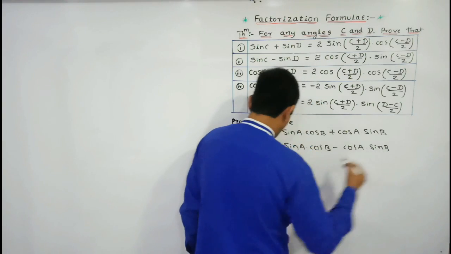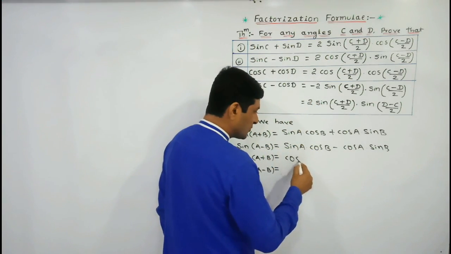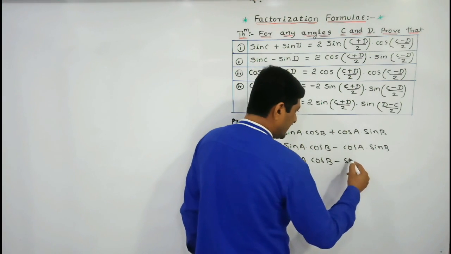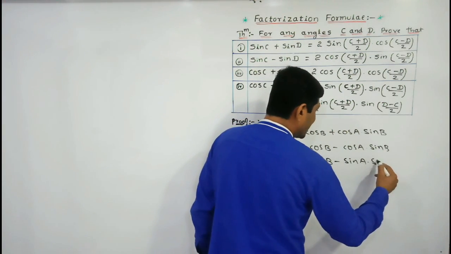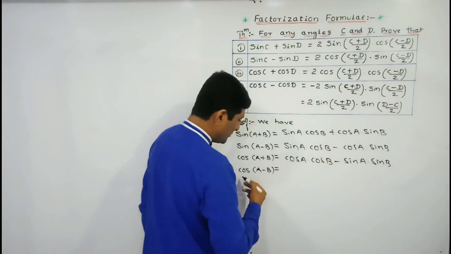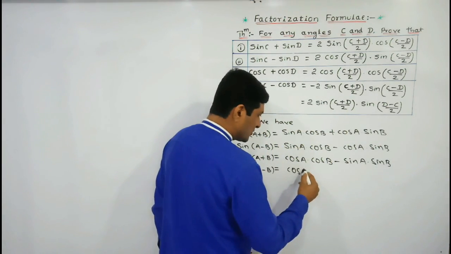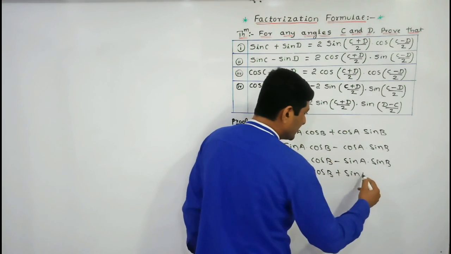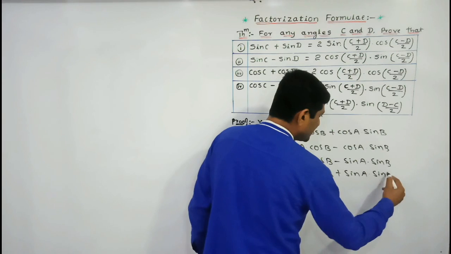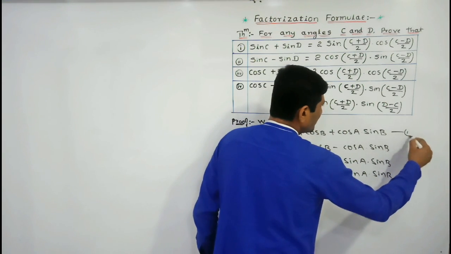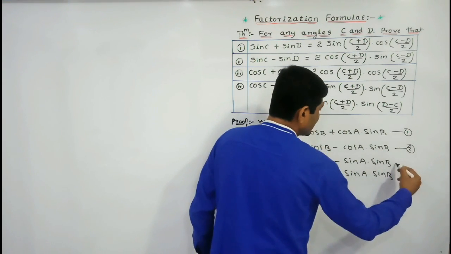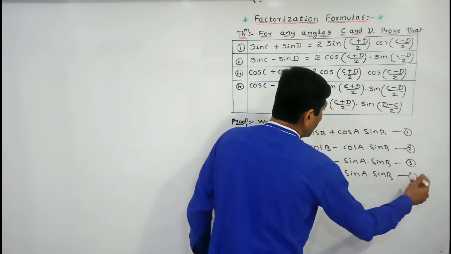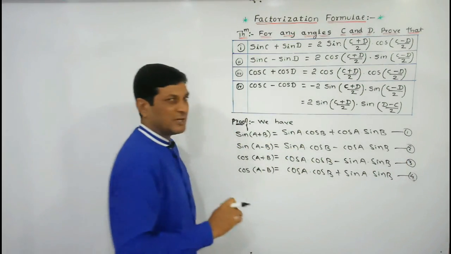Then write down the formula of cos A plus B, which is equal to cos A into cos B minus sin A into sin B. And lastly we are writing the formula of cos A minus B, which is equal to cos A into cos B plus sin A into sin B. Already we have proved these formulas in the first part of this chapter. Let us denote the first formula by equation 1, the second formula by equation 2, and in the same way the third and fourth formulas by equation 3 and equation 4.